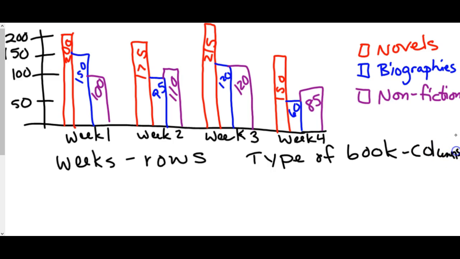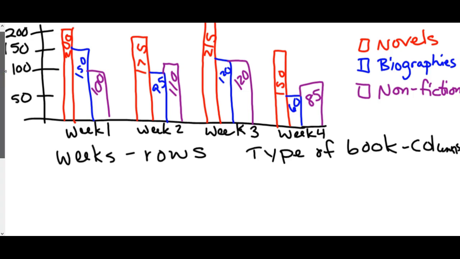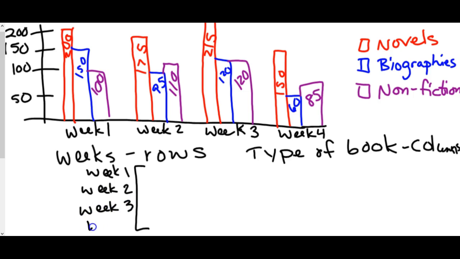This is the one most often used. Usually the time amount is the rows, but it doesn't have to be written this way. So we have 4 weeks and 3 types of books. So this will be a 4x3 matrix of the different weeks. Week 1, week 2, week 3, week 4. And the different types of books, the novels, biographies, and nonfiction. I'm just going to put N, B, and non for novels, biographies, and nonfiction.